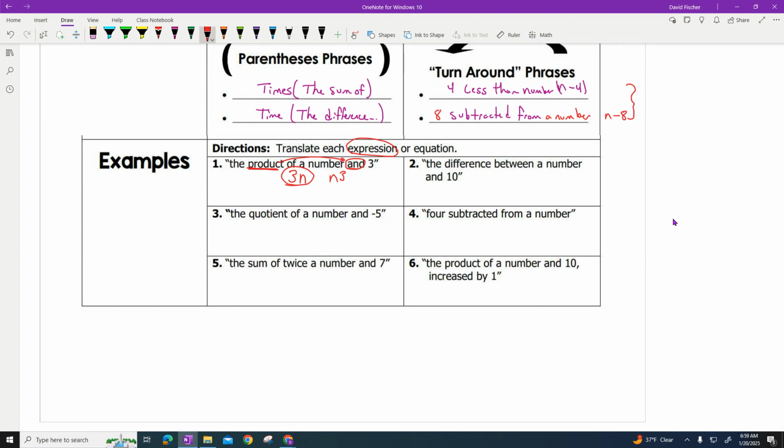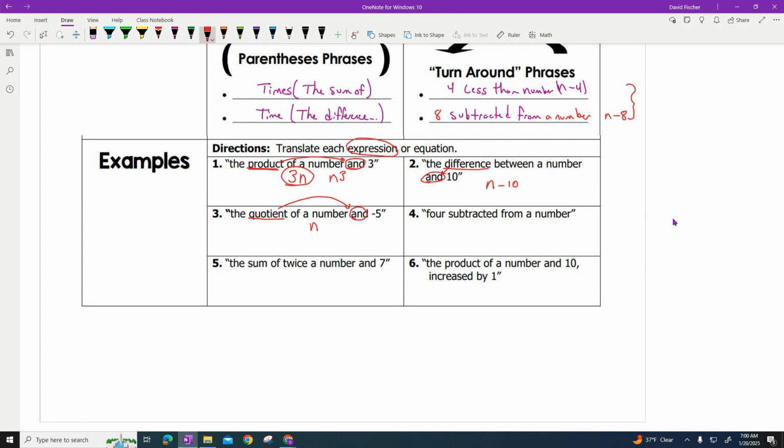Now, when we say the difference between a number and 10, well, difference is subtraction. So there's my word and, so the subtraction goes there. Okay, so the difference between a number and 10, so n minus 10 would be the correct way to write that one. Okay, quotient, that means division. There's my and word. So quotient, the number, whatever comes before the and, that's your numerator.